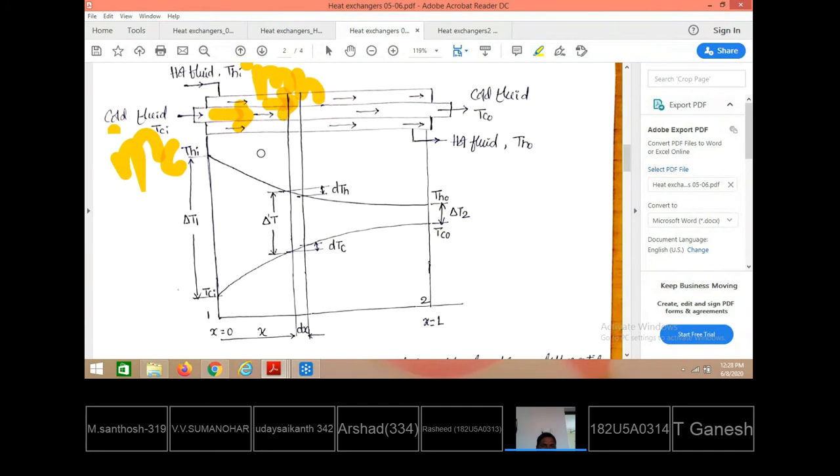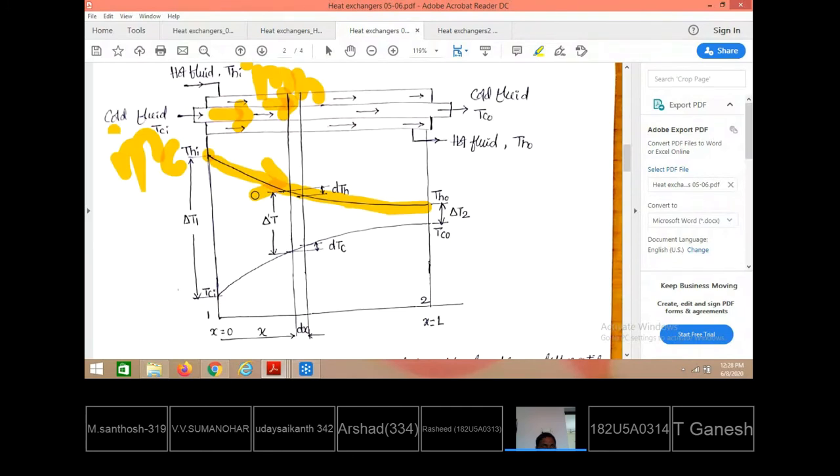So here are the temperature profiles I have drawn. Hot fluid with THI temperature is entering at the inlet. On transfer of heat from hot fluid to cold fluid, what will happen? There is a continuous drop of temperature. If you see the temperature profile, it is not maintained constant. There is a continuous drop of temperature from THI to TH naught. This is moving in the forward direction, the direction shown by the arrow marker. So there is a drop of temperature while it flows through the length of the heat exchanger.